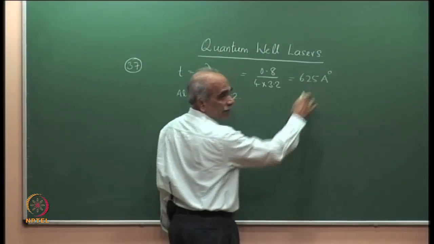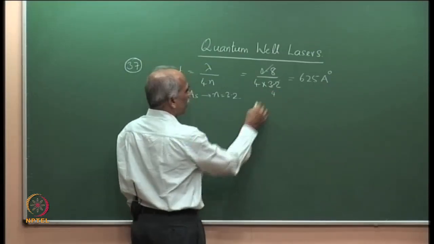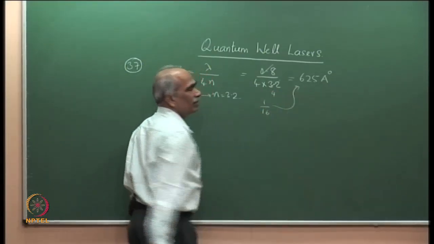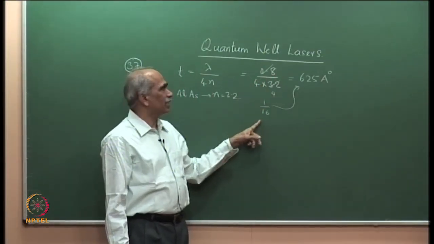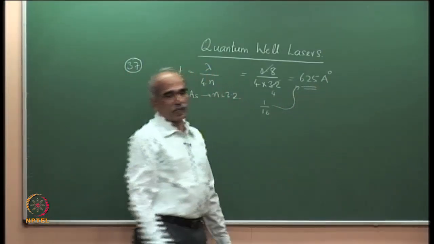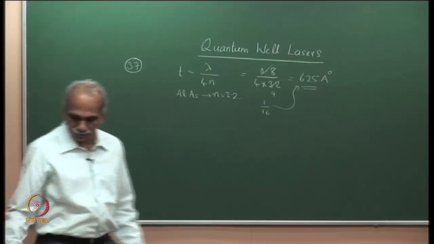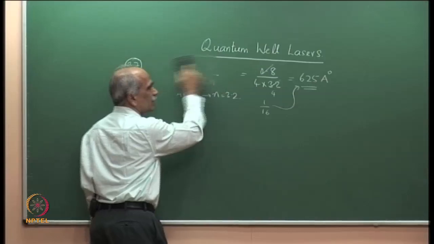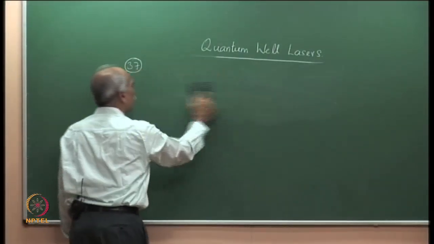I had written 500 angstroms because for 1 by 16 I did 0.8 divided by 16, so I wrote 500. Okay, so please make this correction, everything else is fine. Therefore, the thickness will be slightly different. I just saw that I had made a mistake, so I thought I will correct it.